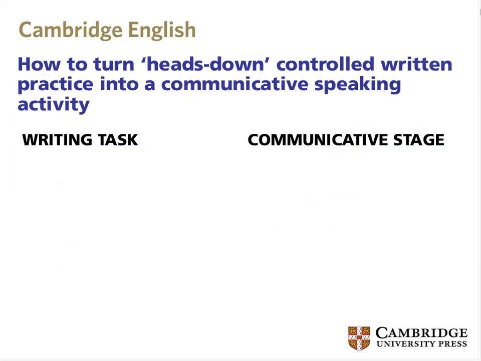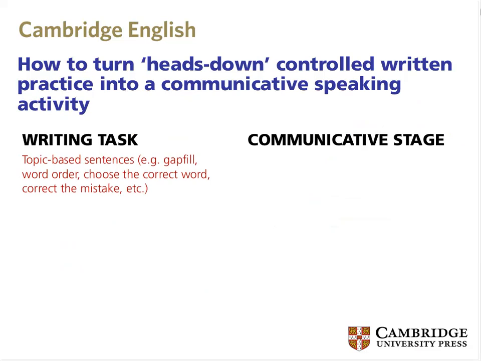Okay, so here are some of the ways we have turned these heads-down control written practice into communicative speaking activities. These obviously are all built into face-to-face, as you can see, but these are things you can do as well if you're making your own exercises or need to adapt exercises in other course books. For example, if the writing task is a topic-based sentences, like, for example, bringing up children, so students do a gap fill, word order, choose the correct word, etc. You can add a communicative stage by asking them which sentences they agree with, and then explaining why.